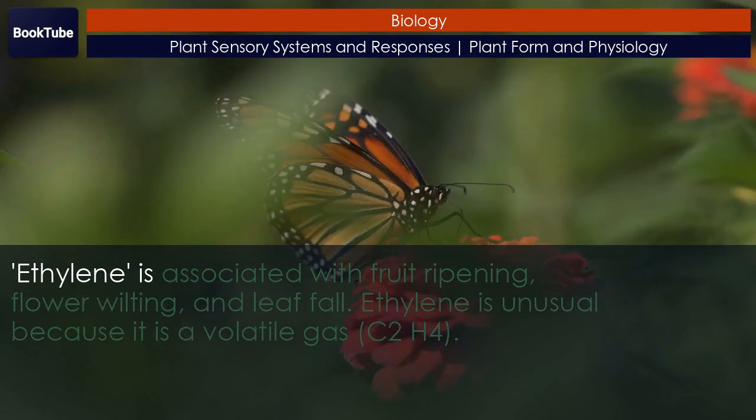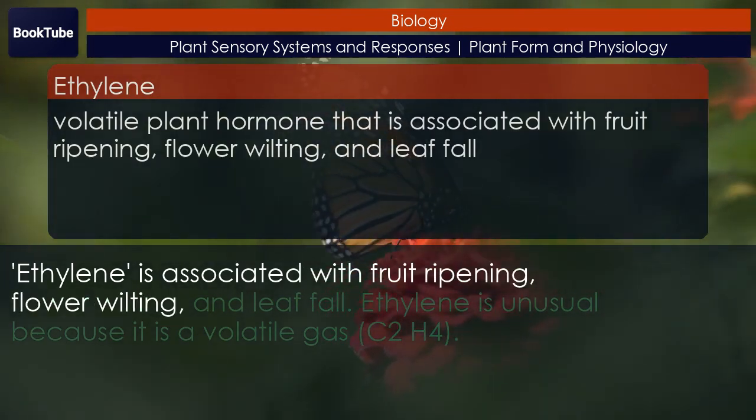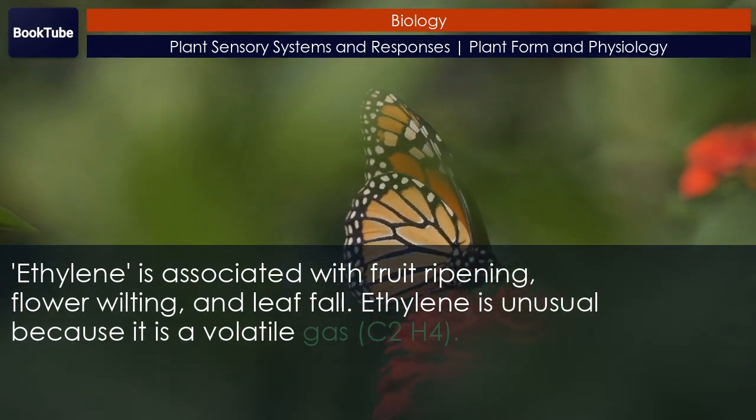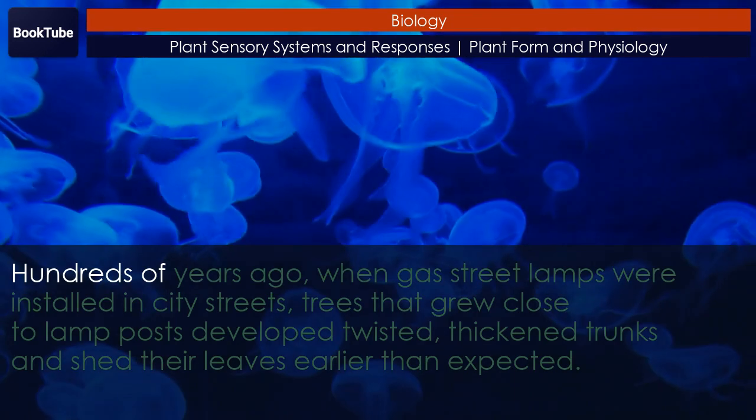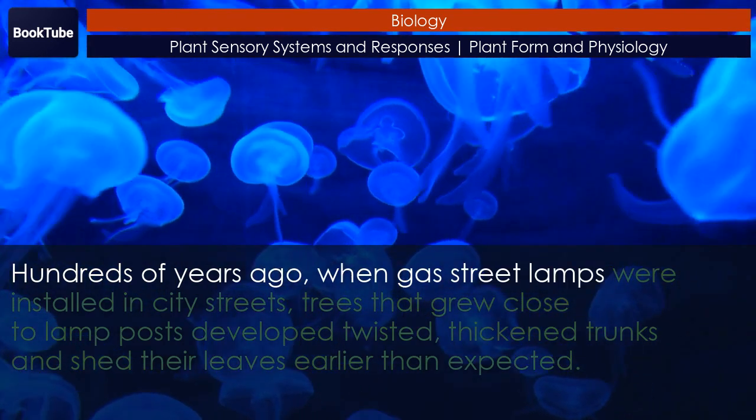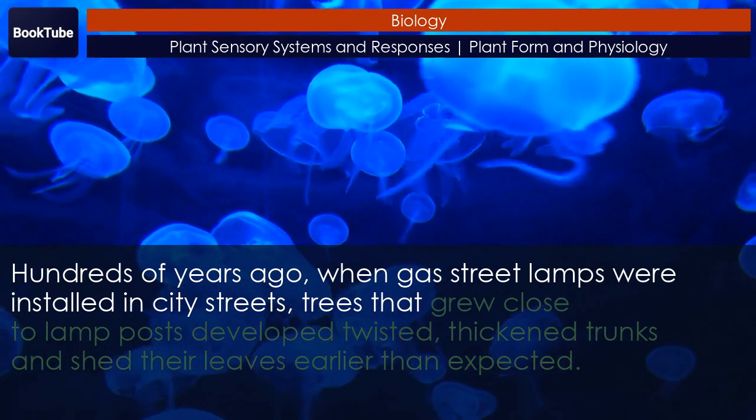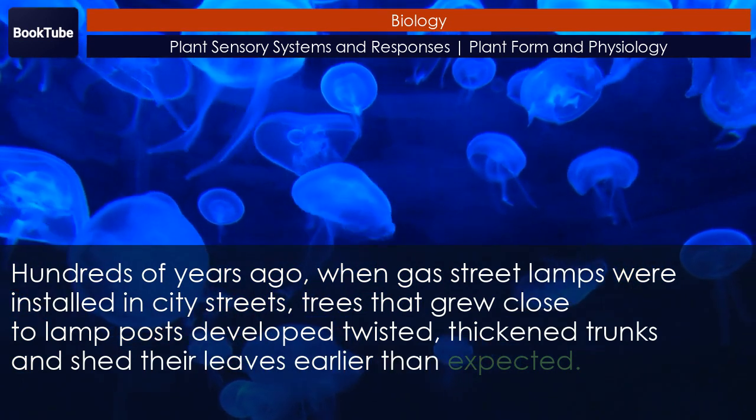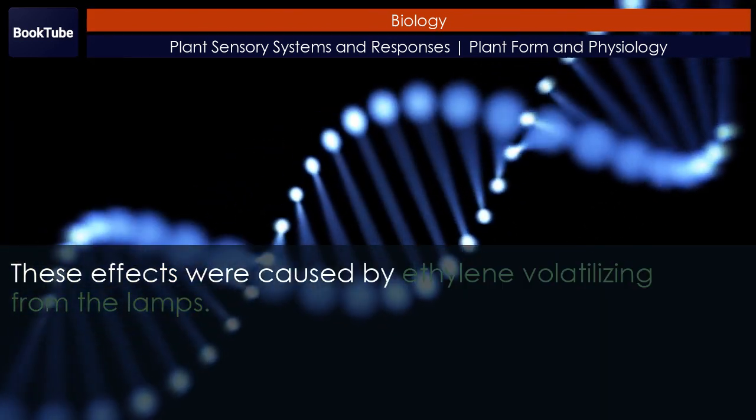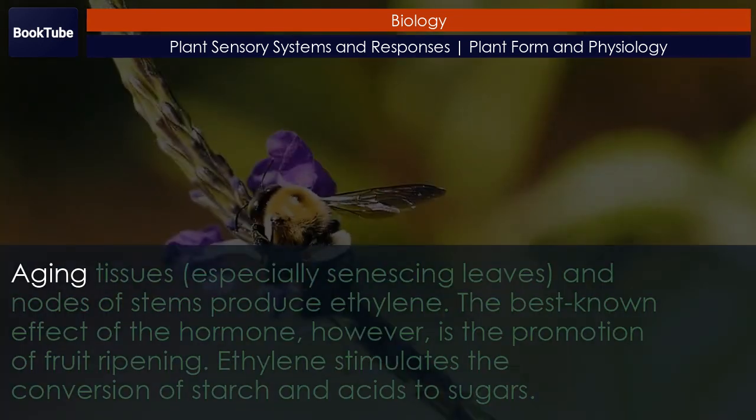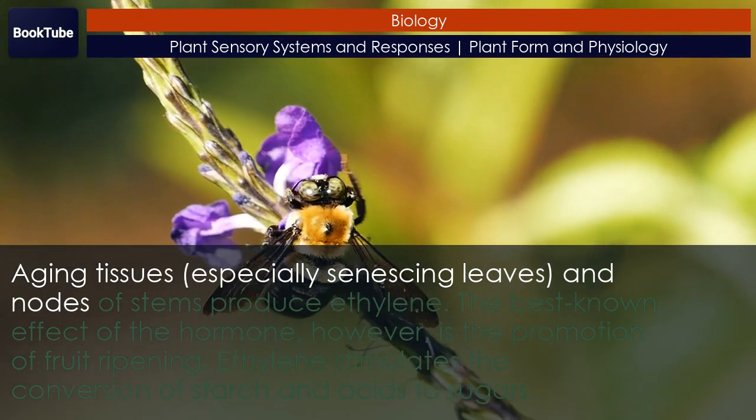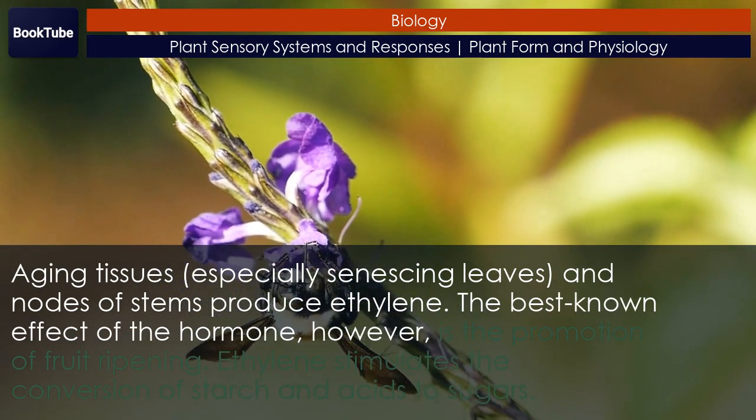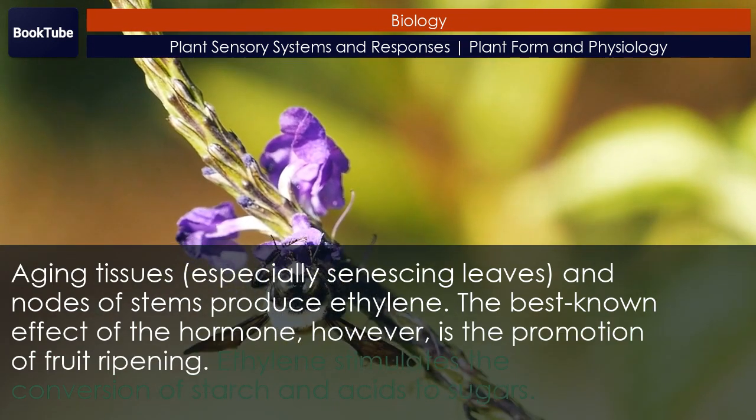Ethylene. Ethylene is associated with fruit ripening, flower wilting, and leaf fall. Ethylene is unusual because it is a volatile gas, C2H4. Hundreds of years ago, when gas street lamps were installed in city streets, trees that grew close to lampposts developed twisted, thickened trunks and shed their leaves earlier than expected. These effects were caused by ethylene volatilizing from the lamps. Aging tissues, especially senescing leaves, and nodes of stems produce ethylene. The best known effect of the hormone, however, is the promotion of fruit ripening.